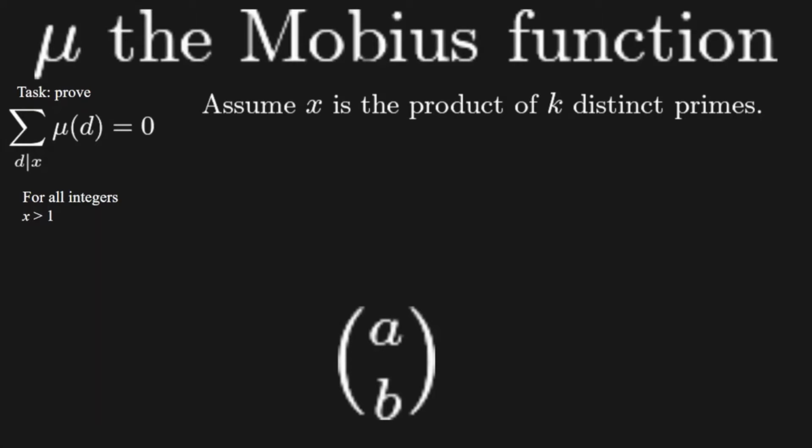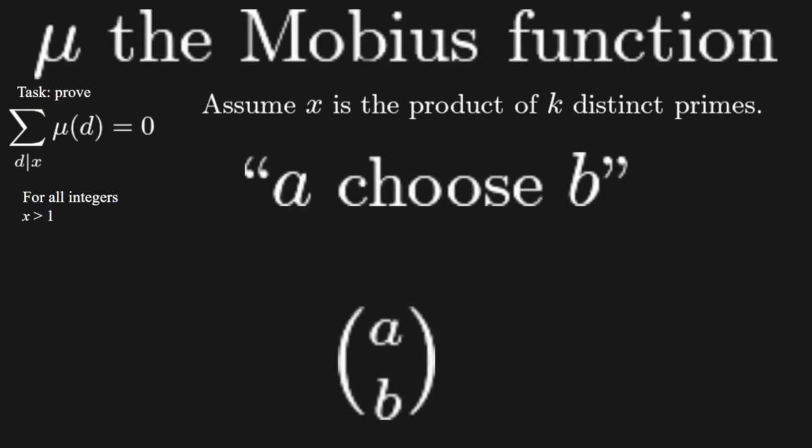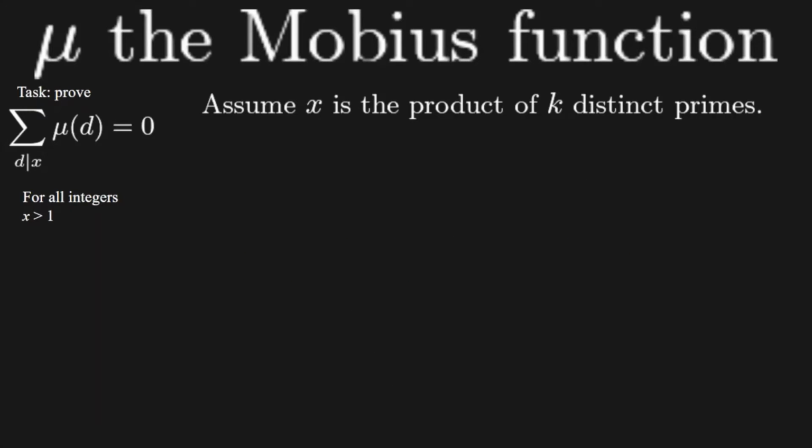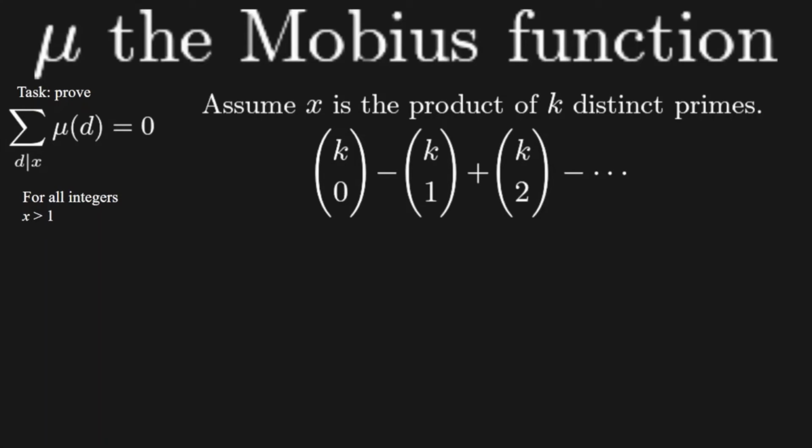To finish the proof, we need to introduce the concept of A choose B. This is just the number of ways to choose B items from A items, where order doesn't matter, and it's denoted by this symbol. Now let's express the left-hand side in terms of these. If a number has 0 prime factors, then it must be 1, and the Mobius function of it is -1 to the 0th power, so we have 1 times k choose 0. Then, if there's 1 prime factor, then the Mobius function is -1, so we subtract k choose 1. Similarly, add k choose 2, and so on.